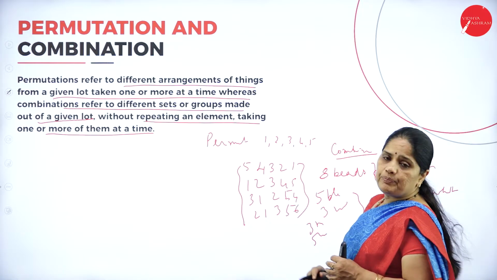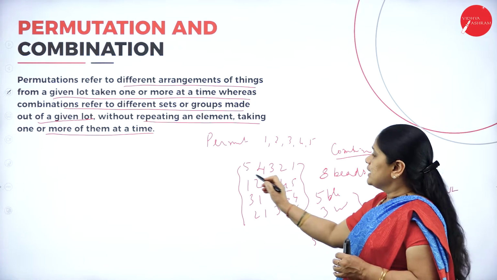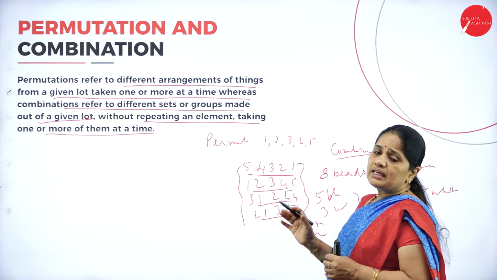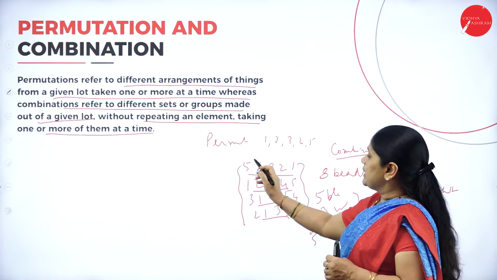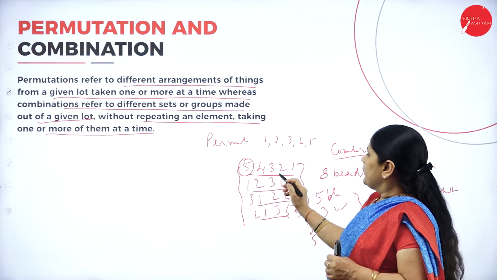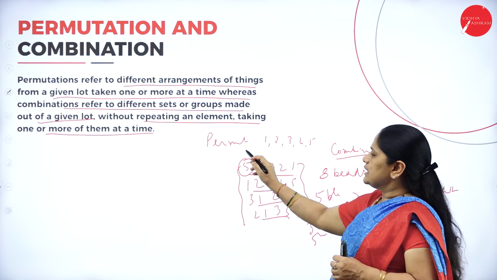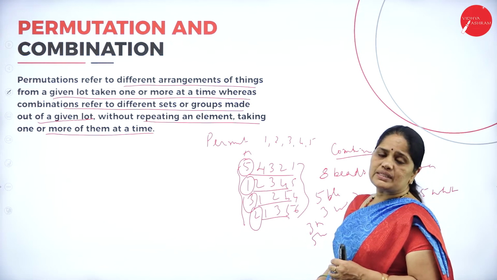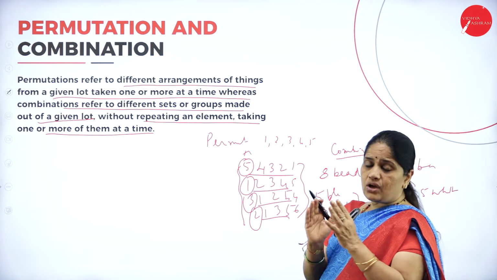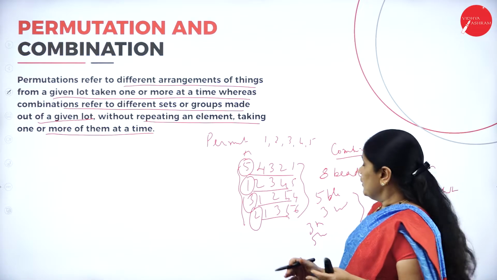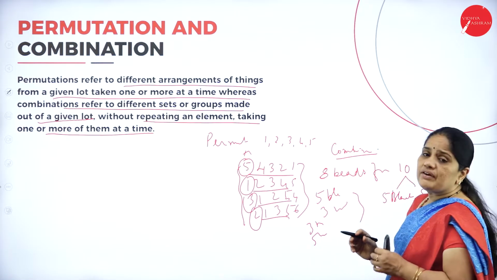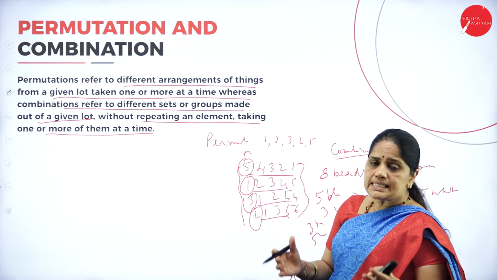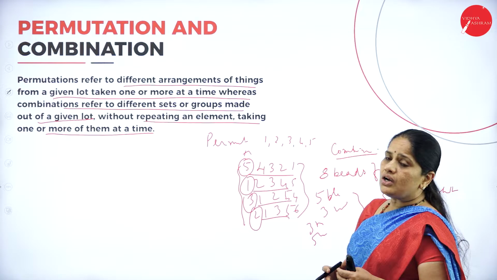But in case of permutation, we should understand that there is importance for each arrangement of the given elements. You can see here, this number 5 is in the 10,000s place, here 1 is there, here 3 is there, here 2 is there. So each place or each arrangement has a value. Whereas in combination, we are not bothered about arrangement. We are bothered only about the selection of objects from a given lot.